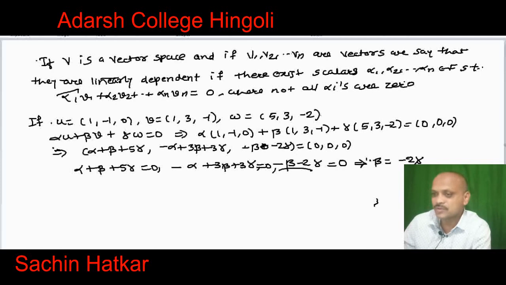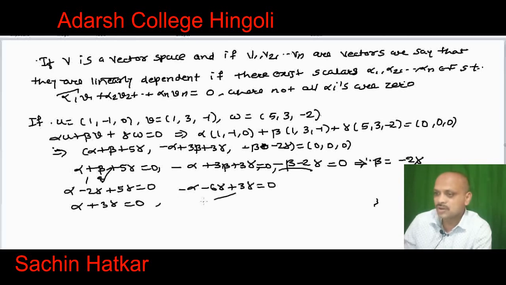Now substitute this value in these two equations so that all the equations will be converted into two equations. Alpha minus 2 gamma plus 5 gamma equal to 0, so alpha plus 3 gamma equal to 0. Here, minus alpha minus 6 gamma plus 3 gamma equal to 0, so minus alpha minus 3 gamma equal to 0. Now adding these two, we get alpha plus 3 gamma equal to 0, the same equation.